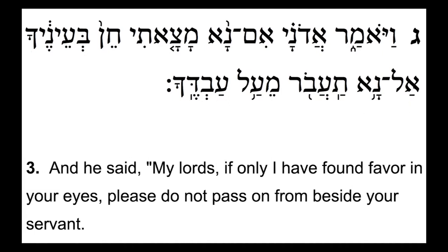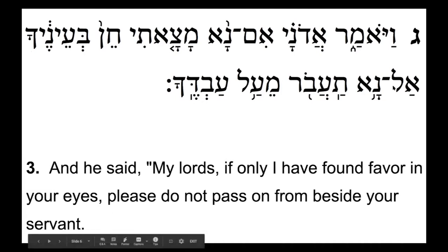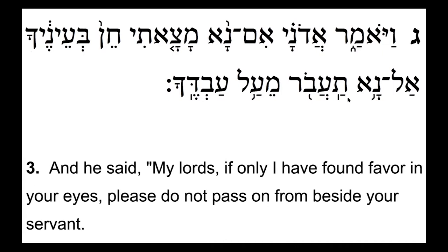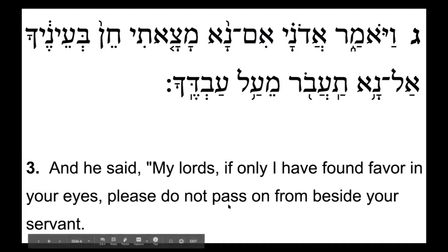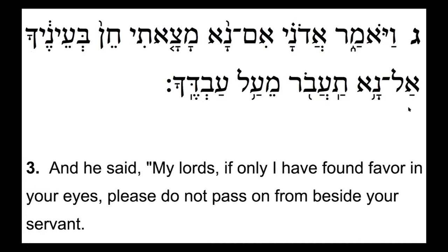Al na. Al right here is just a negative, so not. So this is the not right here. Na here is translated as please. So please not, or please do not, okay? Ta'avor, and this is pass. Do not pass. Al na ta'avor. Please do not pass. Me'al, from upon or from beside. Me is from, and the al part is the one that means beside or upon.